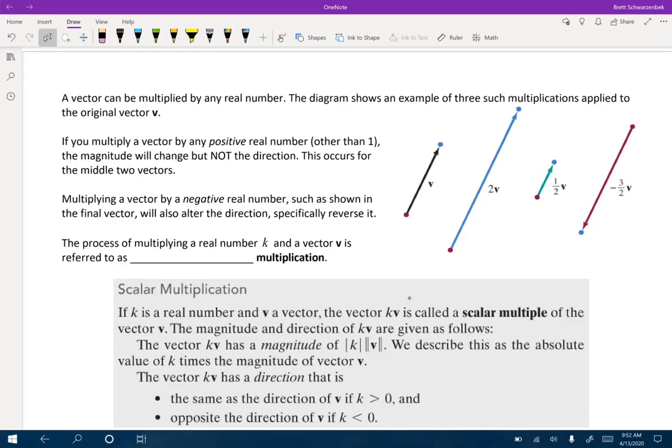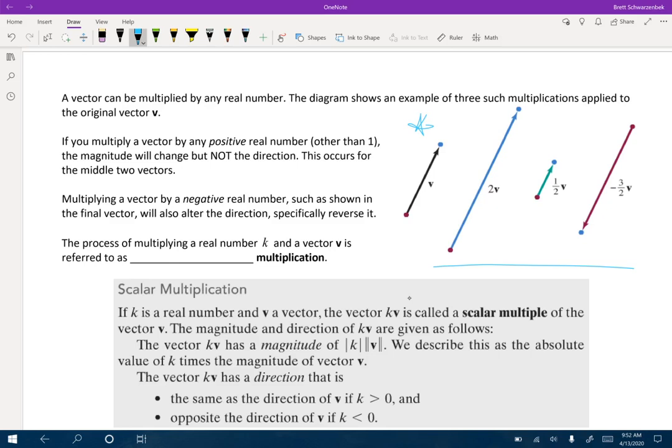So here's another scenario we're getting up to. It says a vector can sometimes be multiplied by any real number. The diagram shows scenarios of three of these. Over here on the left, this is your original vector, and then the three under here are the multiplications we're going to be applying. It says if you multiply a vector by a positive real number, then you're going to change the magnitude but not the direction.